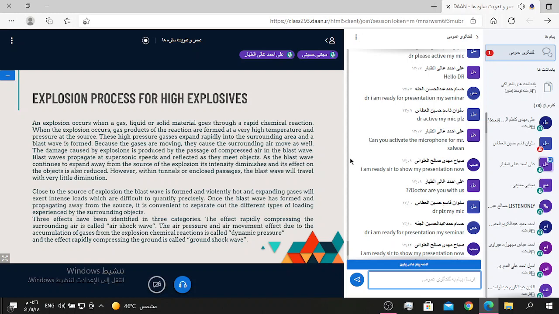Once the blast wave has formed and is propagating away from the source, it is convenient to separate out the different types of loading experienced by the surrounding objects. Three effects have been identified in three categories. The effect of rapidly compressing the surrounding air is called the air shock wave. The air pressure and air movement effect due to the accumulation of gases from the explosion's chemical reactions is called dynamic pressure. And the effect of rapidly compressing the ground is called the ground shock wave.